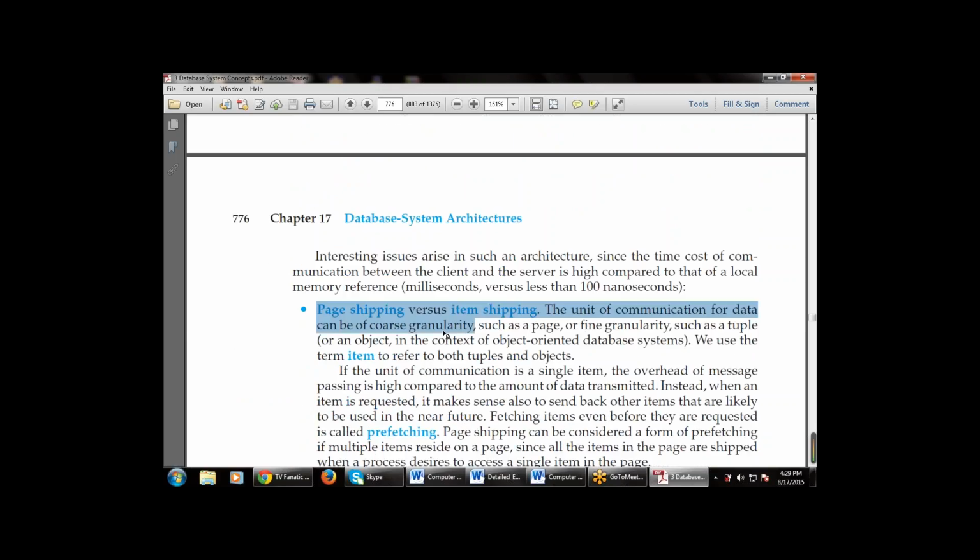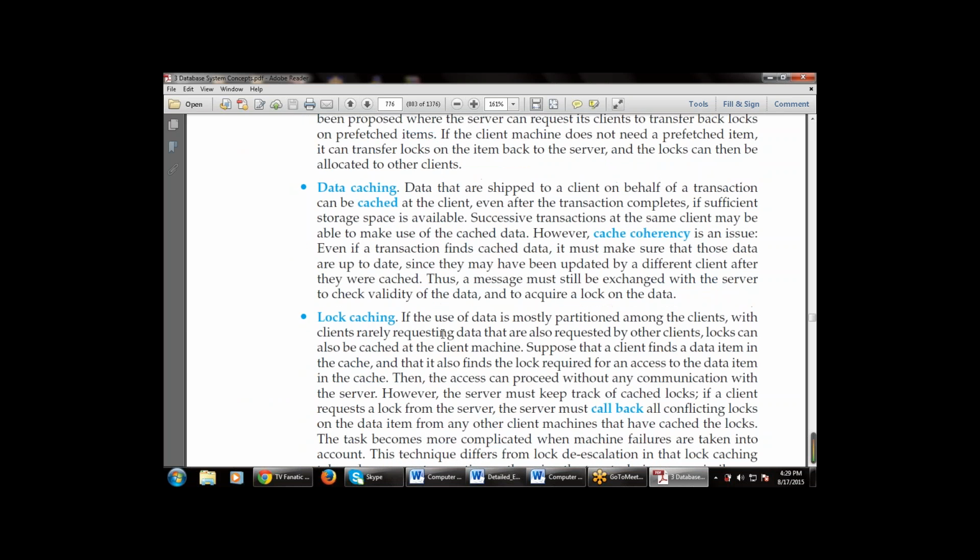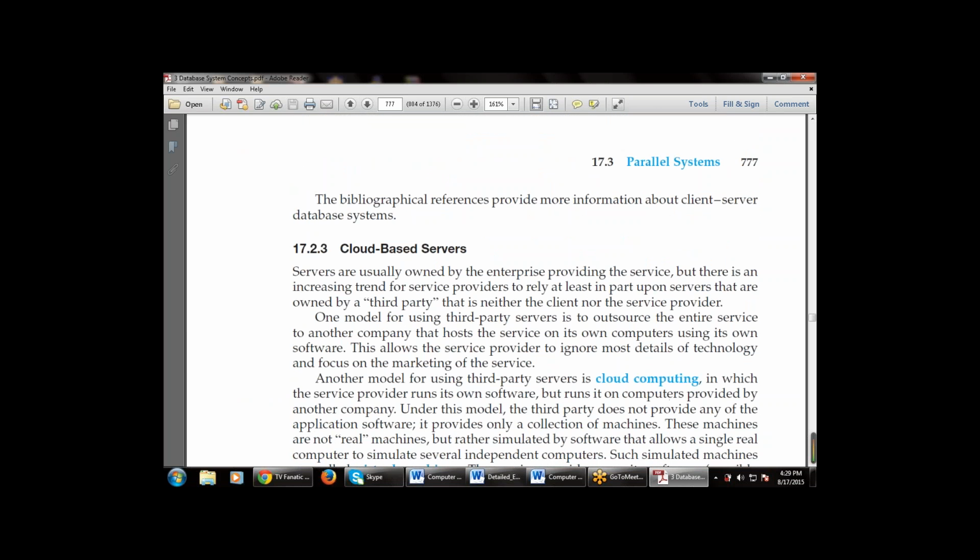And there is page shipping, which means we can apply the architecture, data caching, and log checking. These are the various mechanisms.